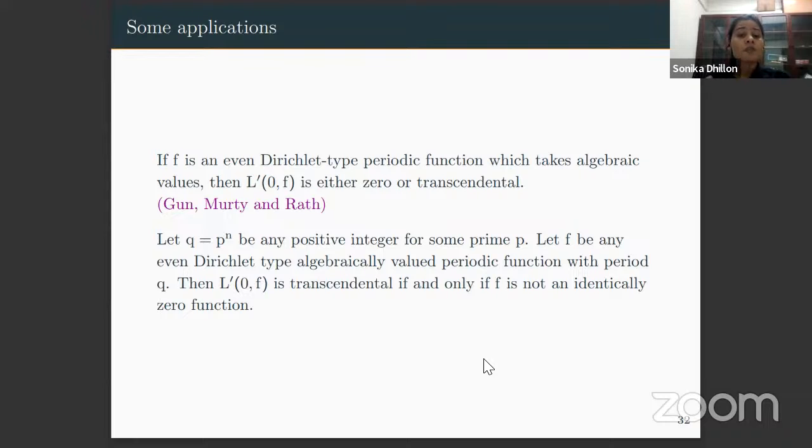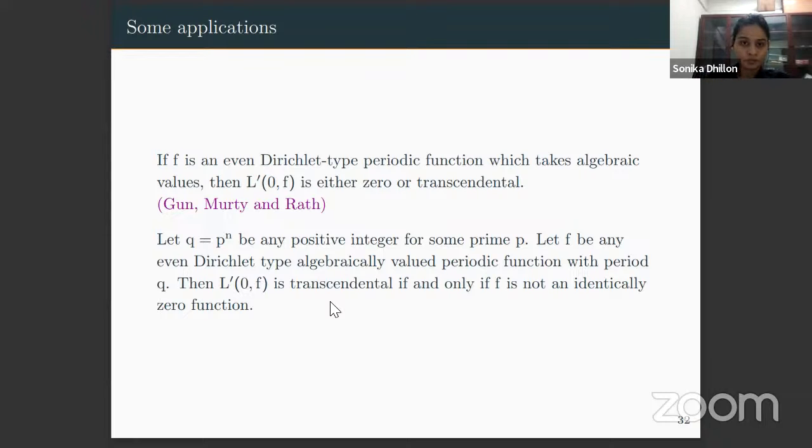Now the question is, in which cases will this L dash of 0 comma f be 0 or transcendental? When q is a prime power, if f is not identically 0, then in that case, L dash of 0 comma f will be a transcendental number. But as soon as we go to a product of 2 primes, we can always find some non-trivial example for which L dash of 0 comma f will be equal to 0.